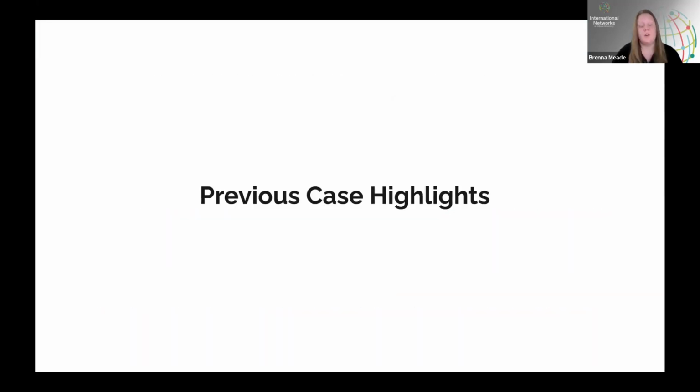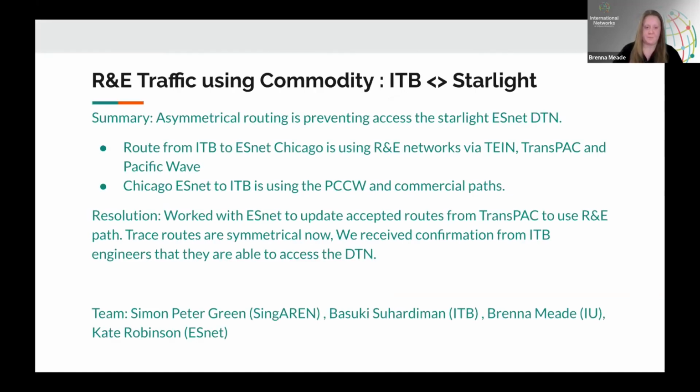So now I'm going to go over some previous cases that we worked on that highlight some of those issues that we've seen. And then I'll talk about the 2 cases that we have open. So the first one is R&E traffic using a commodity route. This is ITB, which is in Indonesia, to Starlight in Chicago, the United States.